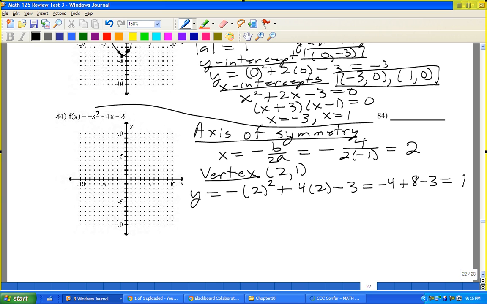Okay. Let me find the a is negative 1, so that's less than 0, so it points down. And a in absolute value is equal to 1. And so that means that it has the same shape as the graph of y equal x squared. And so it's just right.